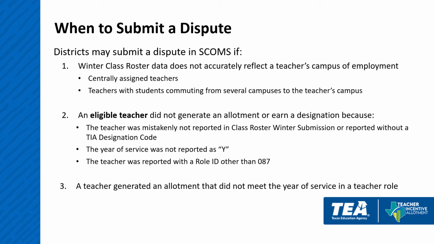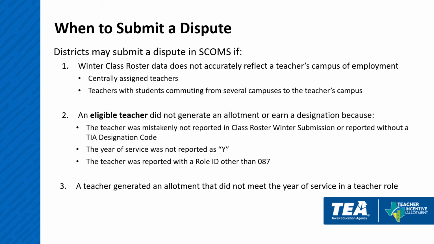Sometimes teachers have students coming from several campuses to the home campus, and it might appear in SCOMS as if the teacher is split campus when actually they should just be linked to one campus. We can resolve that if a dispute is submitted. Most commonly, an eligible teacher may not have generated an allotment or earned a designation because they were not reported correctly in the class roster winter submission. They may have been reported without a designation code or not marked yes for creditable year of service, or perhaps they were reported with a roll ID not 087.